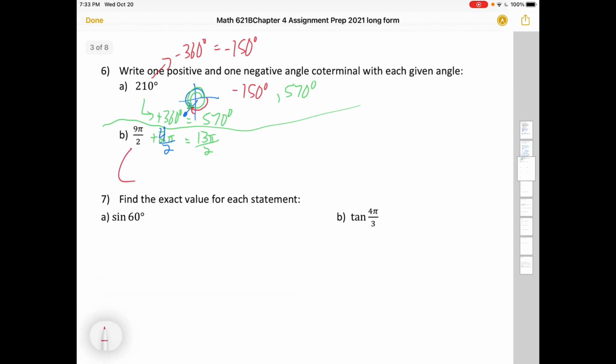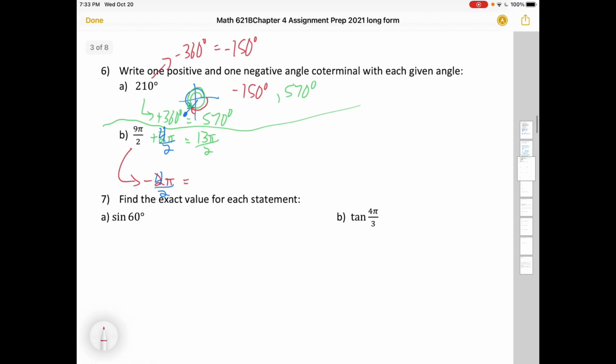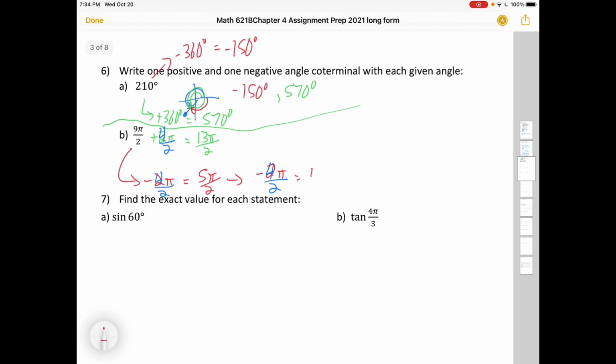To find a negative one, I could start subtracting off some 2 pi's. And again, I'm going to think of that 2 pi as 4 pi over 2. So what am I going to get? I guess I get 5 pi over 2. Hold on. That's not negative. Okay, so we could just subtract off another 2 pi from it. Or another, again, think of it as 4 pi over 2. All we're doing is subtracting off revolutions. So these angles are going to end up in the same place. That'll give us 1 pi over 2.